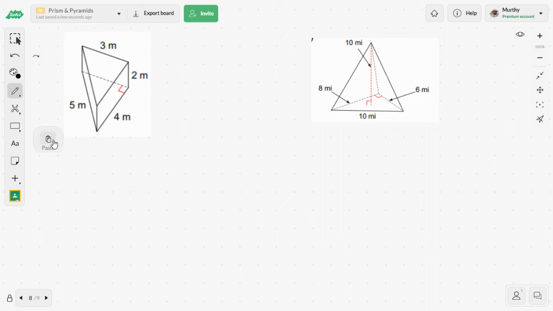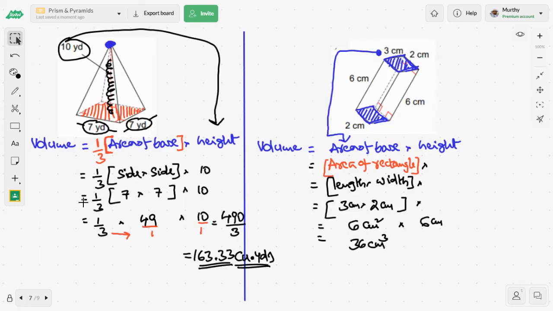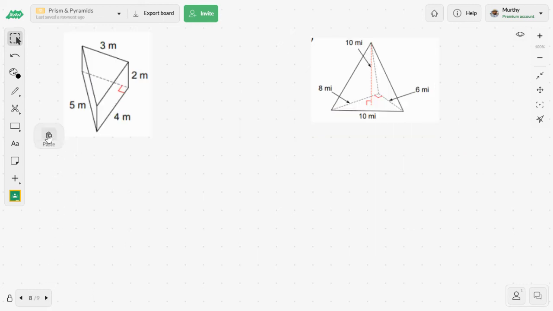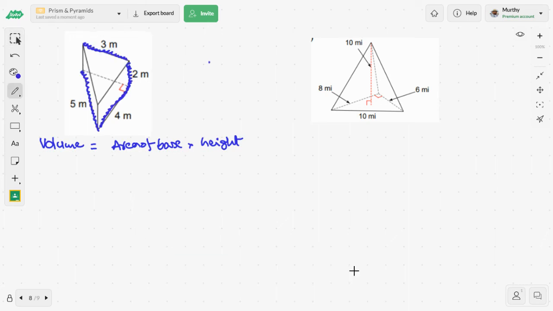If it is a prism, then what is the condition? Let me copy from the previous page. The volume of a prism is area of base times height. So really you have to be very careful what kind of dimensions are given. Let's identify the dimensions carefully. Here, let me mark them. This is 2 units, this is 5, this one is 4, and this one is 3.